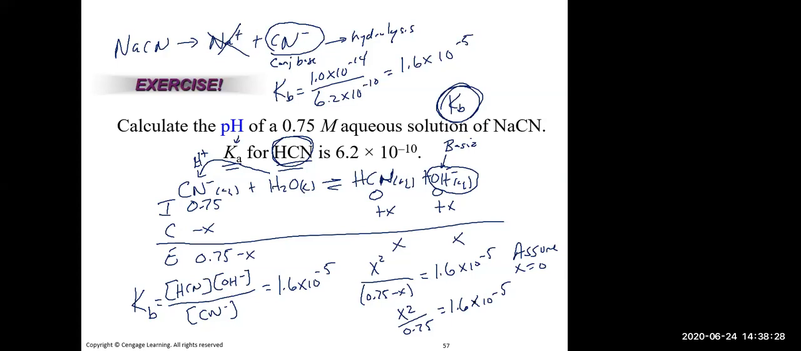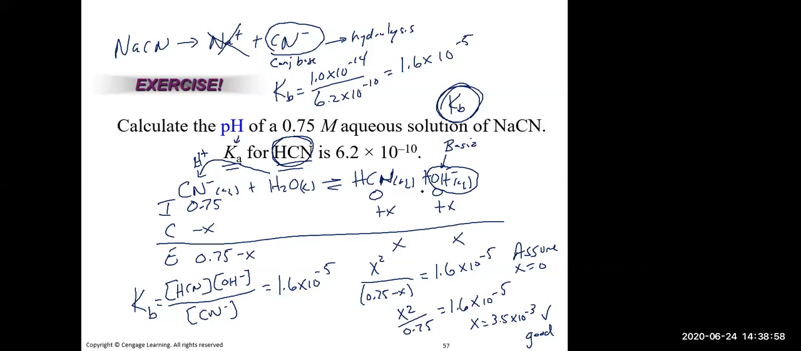And that will get us an X value of, we'll call it, 3.5 times 10 to the minus 3. We do want to check it, so we would take that, divide it by 0.75, and times 100, and you get something like 0.46%. So the check here is good. In a lot of cases, you'll be okay on the assumption here, but you still should check it.